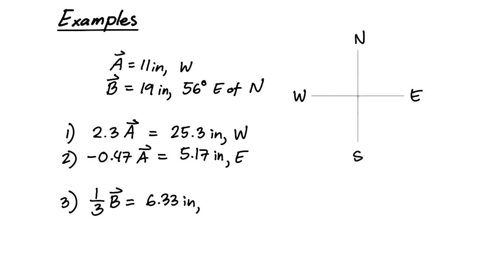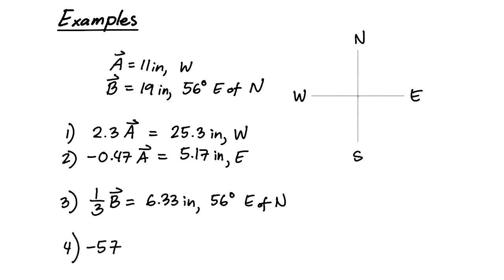Now, what happens to the direction? Now, since positive yung ating scalar, it should take the same direction. So we'll simply copy yung direction ng vector b, that is 56 degrees east of north. So that is 56. Okay, so that's how you multiply 1/3 dun sa ating vector b. Lastly, let's try this one.